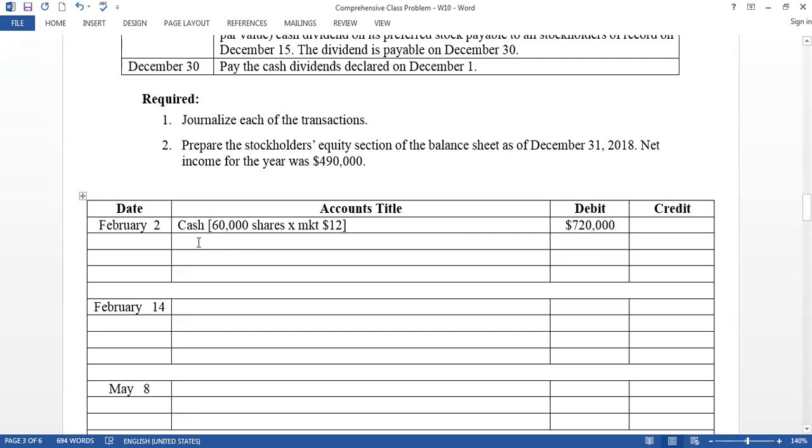This is the cash we receive. Why do we receive this cash? Because we sell preferred stock. So preferred stock credit.